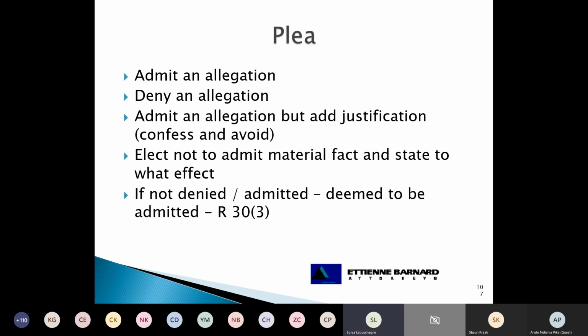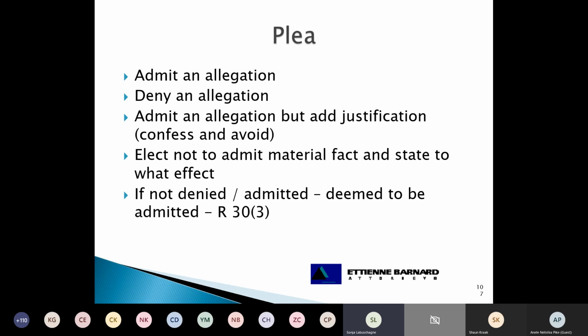In your plea, you can admit an allegation, or you can deny an allegation, or you can admit an allegation but add a justification. That's known as a confess and avoid. And you can elect not to admit a material fact and state to what effect, but be very careful. In terms of Rule 33, if you do not deny or admit, then you are deemed to have admitted.